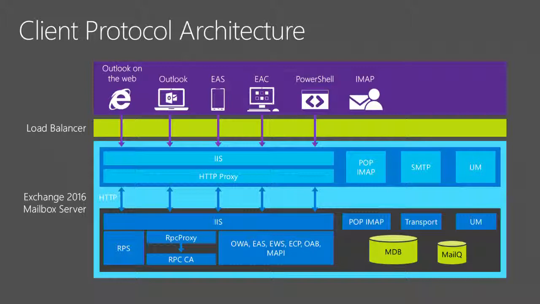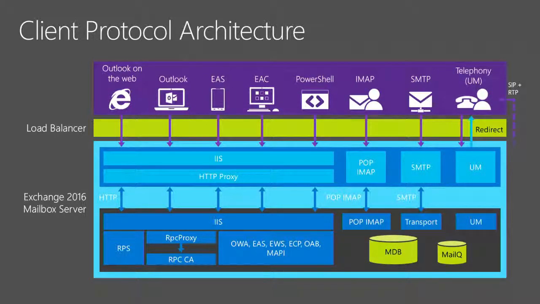In the case of POP and IMAP, that's what we're using to proxy between front and back: the POP or IMAP protocol. Or SMTP in the case of transport. The only one where we don't proxy and that we do allow a direct connection, not to the mailbox database, but to UM services running on the back end inside the mailbox role, is the telephony stack. And the reason for that is the SIP plus the RTP communications can't be proxied.